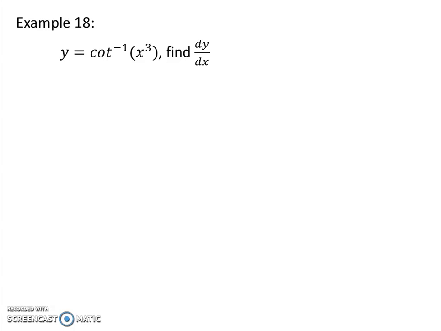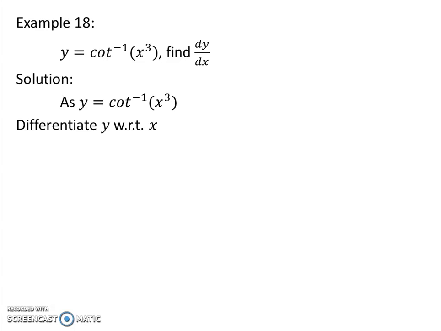Example 18. If y equal to cot inverse x cube, find dy by dx. So here we have to use the cot inverse something formula. Derivative of cot inverse x is minus 1 upon 1 plus x square. So derivative of cot inverse something will be minus 1 upon 1 plus something square into derivative of something.